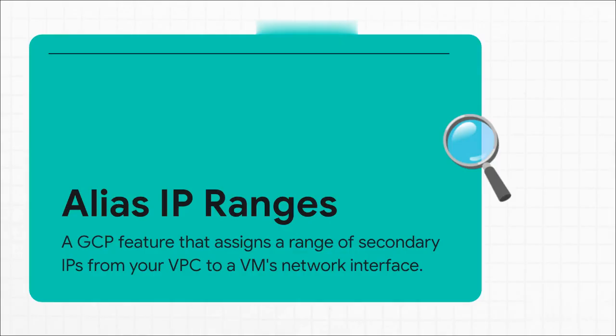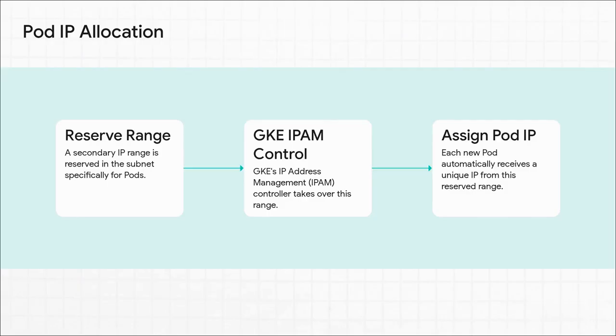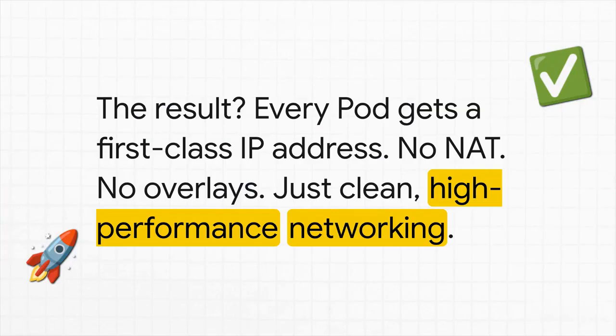The secret sauce here is a native GCP feature called alias IP ranges. The idea is brilliant in its simplicity. It lets you assign not just one primary IP, but a whole range of secondary IPs to a single VM's network card. And GKE takes full advantage of this. So, how does this actually play out? Well, when you create your GKE cluster, you just set aside an extra IP range in your subnet specifically for pods. Then, GKE's internal IP manager acts like a concierge for that block of addresses. And every time a new pod spins up, boom, GKE just hands it a fresh, unique IP from that reserved pool.